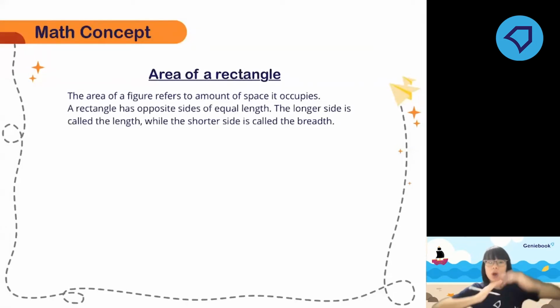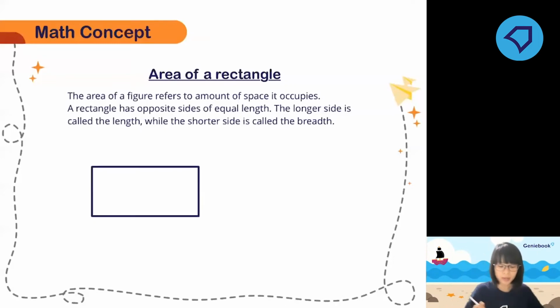A rectangle, the opposite sides are of equal length. The longer side is called the length. The shorter side is called the breadth. This is what we went through last week. Correct? This part here is called the length, and this part here is called the breadth.